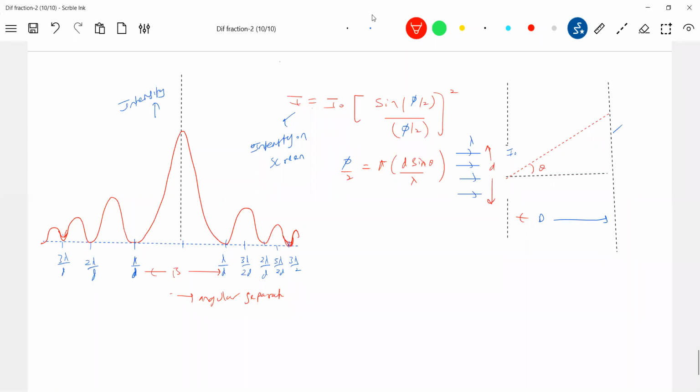Okay, let's come to the intensity variation. There is one more piece of data. I'll put a statement like this: the intensity of secondary maxima relative to the intensity of central maxima.